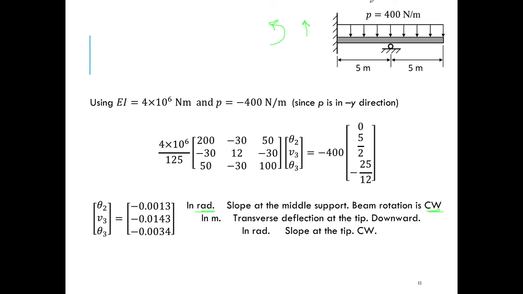Similarly, अब deflections हमने upwards positive की थी. So if I'm getting V3 which is a negative, then that means that it is downwards basically.